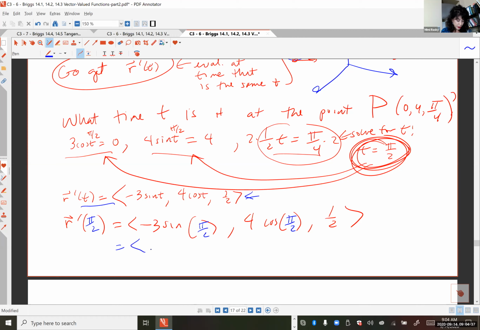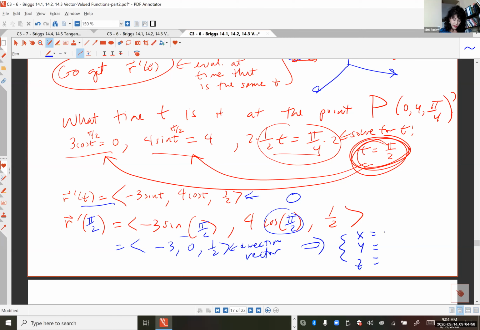So using your knowledge of trig, sine of pi halves is 1, so this is going to be minus 3. Cos of pi halves is 0, so I'll have 0, and 1/2. Okay, great. So this is the direction vector for my line, and I already have a point on the line, so I'm ready to write my parametric equations. I'm going to use the coordinates 0, 4, pi fourths, from the point P up here.